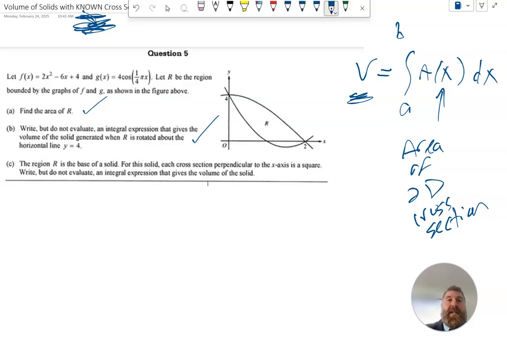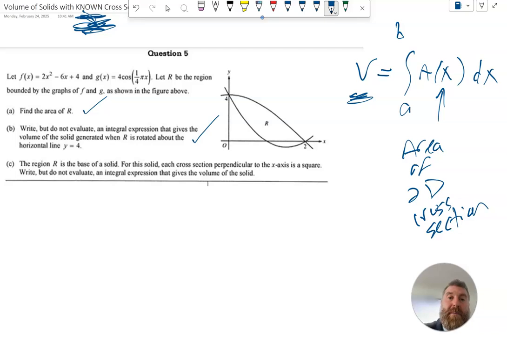Now part C is a little curious because in C, we know the R is the base of the solid, which means R, this area in here, the area between those two curves, R is the footprint of a solid. So we're not rotating anything. From that footprint, we're going to create squares, and these squares are going to be vertical, perpendicular to the x-axis, coming out at us.